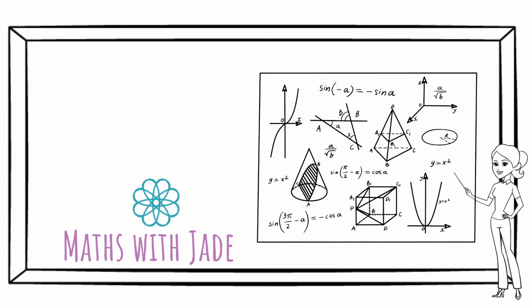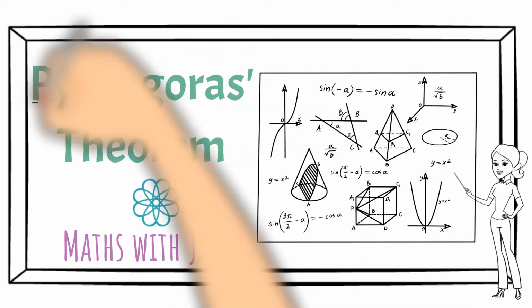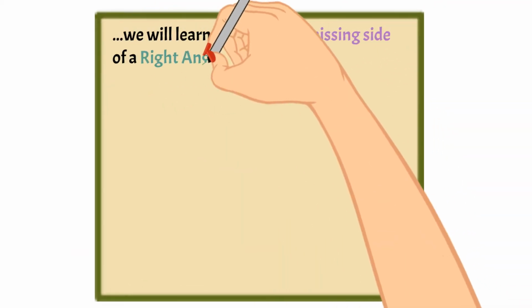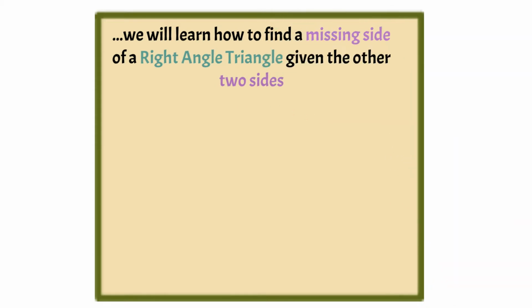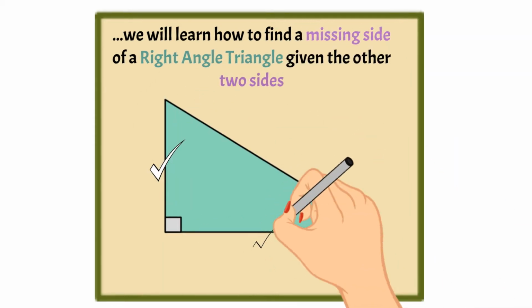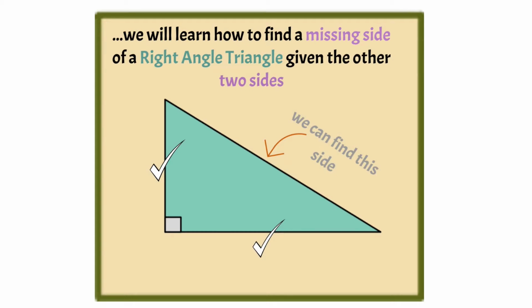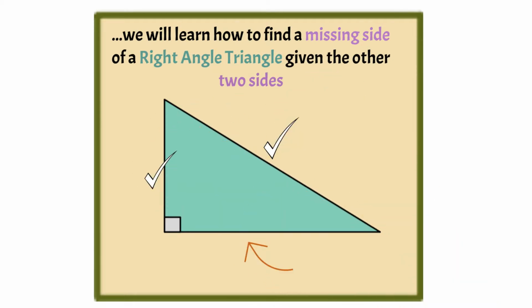In this video tutorial, we will be doing Pythagoras' theorem. We will learn how to find a missing side of a right angle triangle given the other two sides. So if I know this side and this side, using Pythagoras, we can find this side. And if I know this side and this side, we can find this side. I think you get the idea.